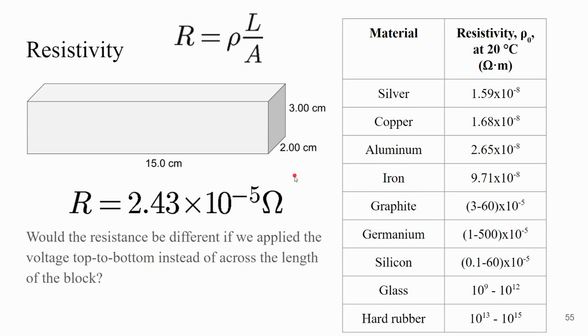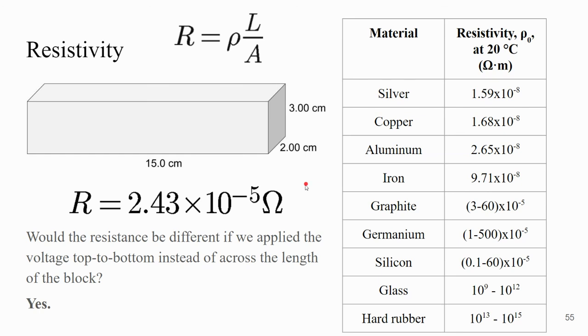Now, would the resistance be different if we apply the voltage top to bottom instead of across the length of the block? So instead of putting your positive terminal here and your negative one here, what if we put your positive terminal up here and your negative one on the bottom? Would the resistance be different? And the answer is yes, it would be different because you've got a different cross-sectional area if you do it that way, and you've got a different length. The length, if you're going top to bottom, is just 3 centimeters. Your area is 15 times 2 centimeters, converted to meters, of course.